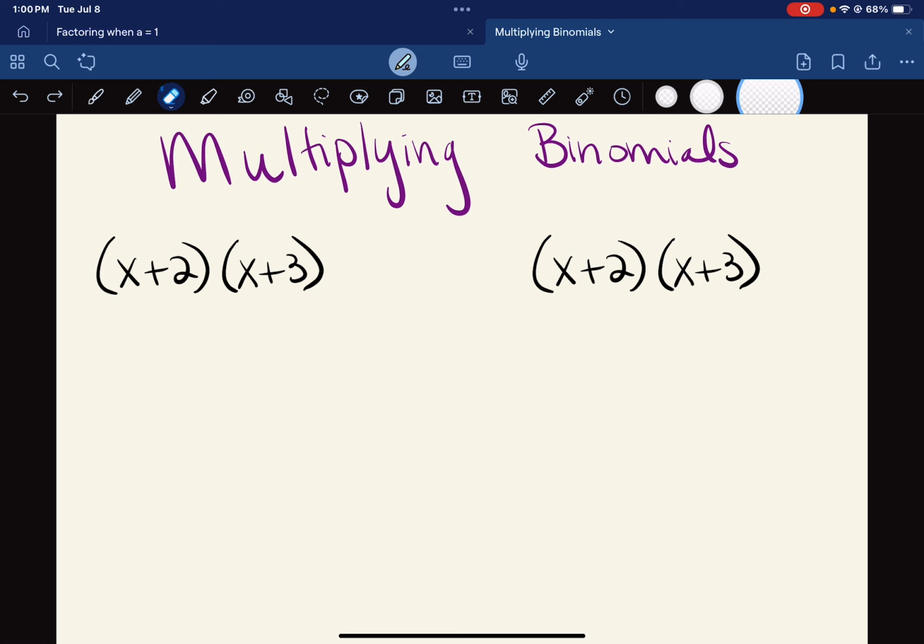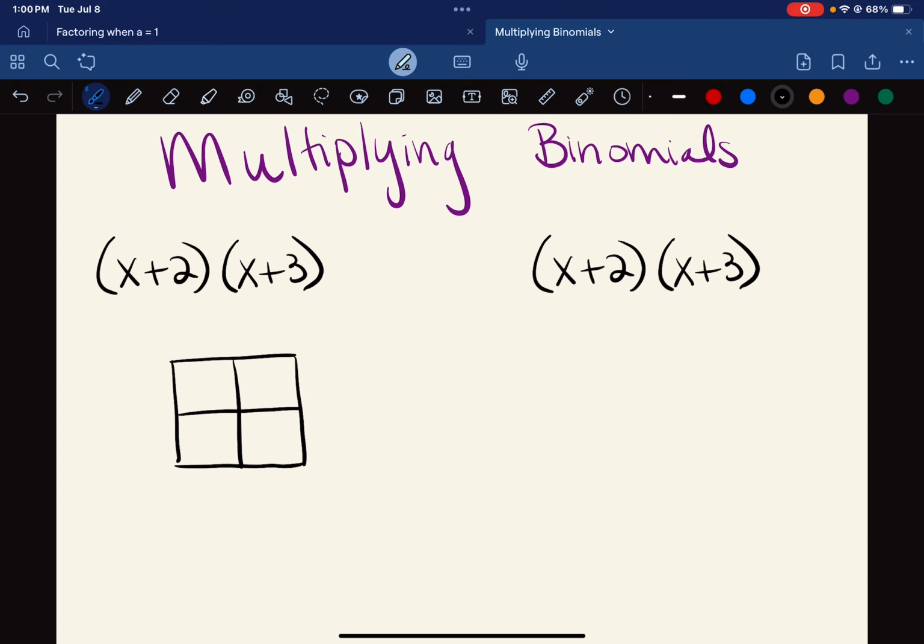The first one is called the box method. So I am going to make a 2 by 2 box or square, because my first expression is made up of two terms, and my second expression is made up of two terms. So across the top, I'm going to place an x and then my plus 2, and then down the left edge, I'm going to place my x plus 3. So this is just our setup.